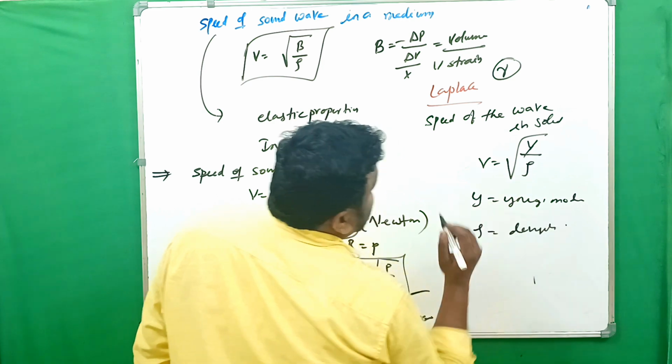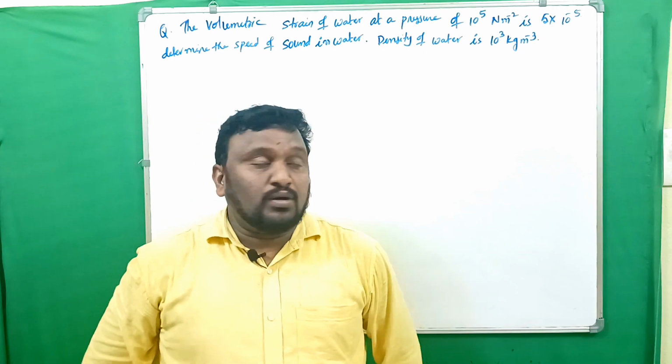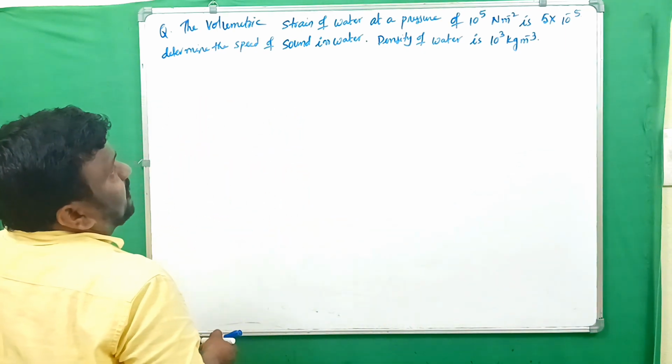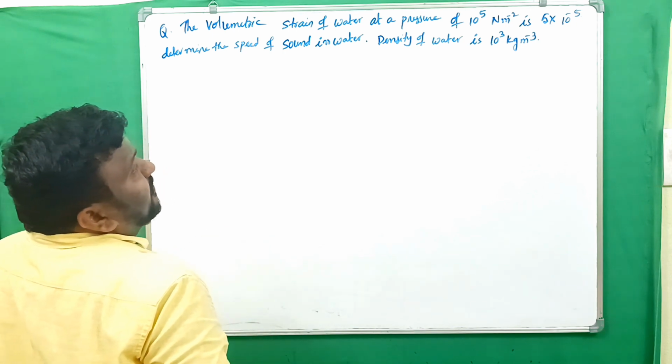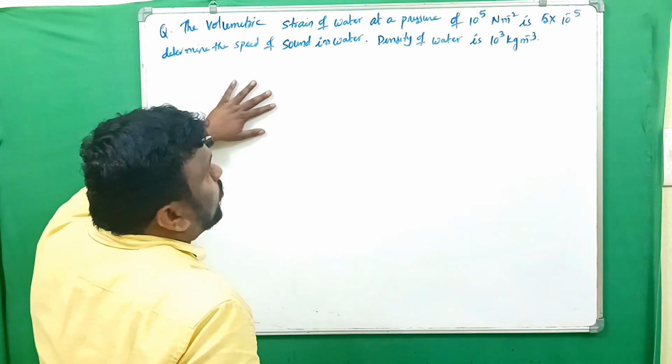What is rho? Rho is the density. So you have to remember this formula. This is also important. Let's see one problem. The volumetric strain of water at a pressure of 10 to the power of 5 Newton per meter square is 5 times 10 to the power of minus 5. Determine the speed of sound in water.